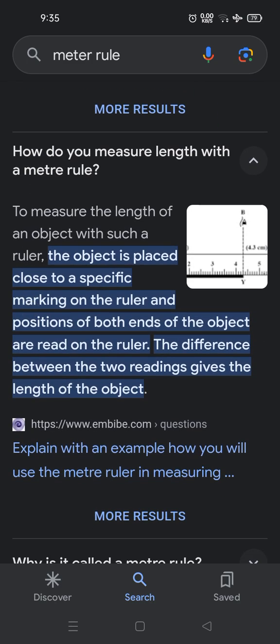How do you measure length with a meter rule? To measure the length of an object with such a ruler, the object is placed close to a specific marking on the ruler and positions of both ends of the object are read on the ruler. The difference between the two readings gives the length of the object.